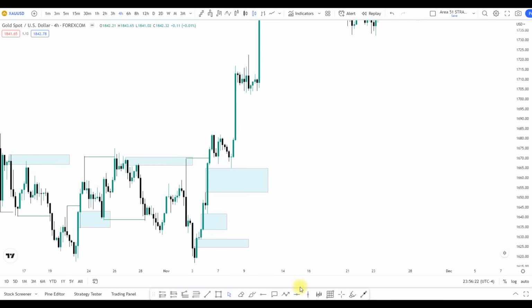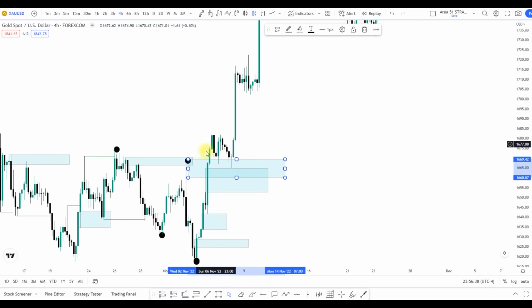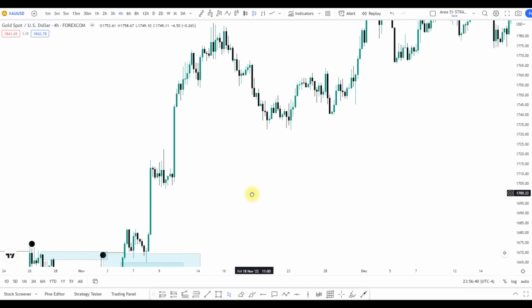So after this demand supply leading us to the lower low was taken over, what happened is there's some type of flip supply and demand going on here. Okay, there's some type of flip supply and demand going on here. So there's a little bit of flip going on here. The market started going up again.